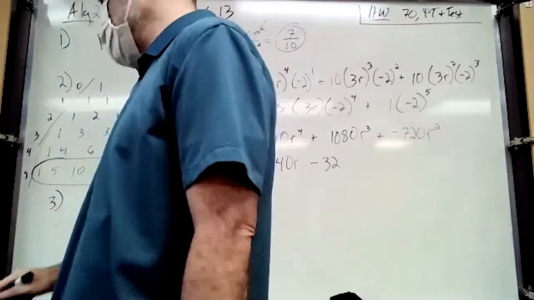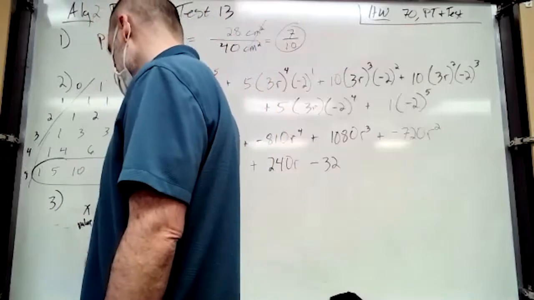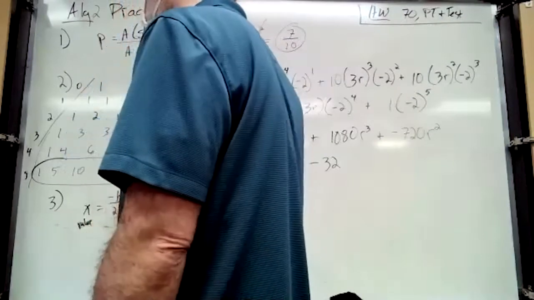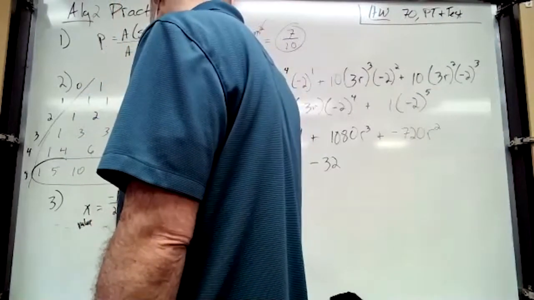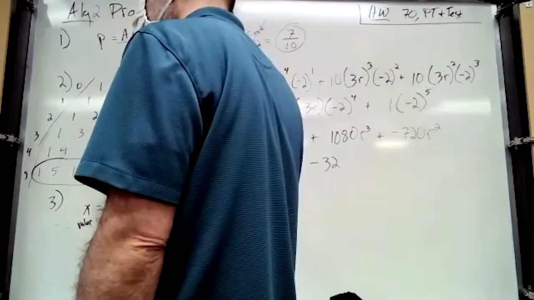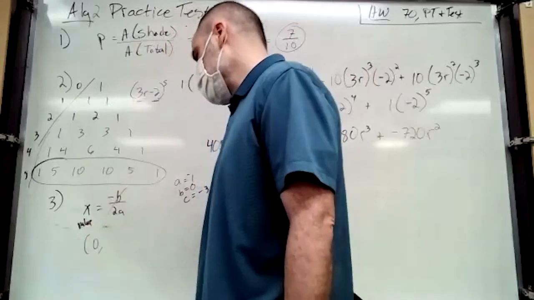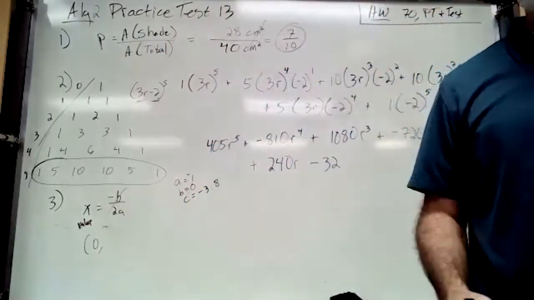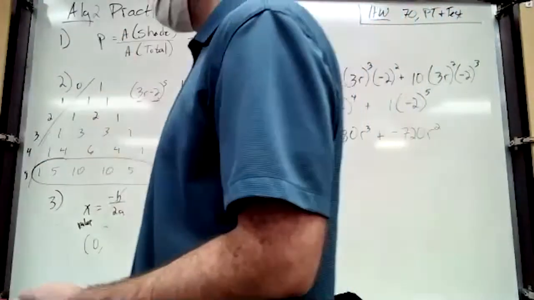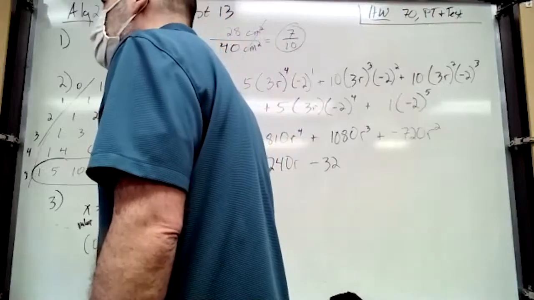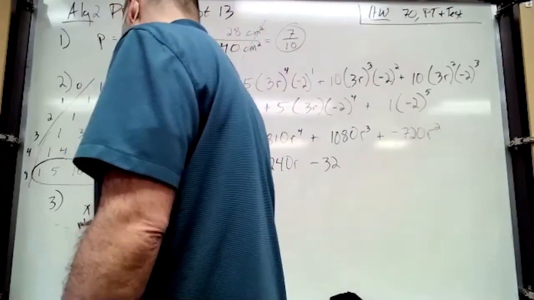So the x value of the vertex is going to be negative b over 2a. Well, in this case, a equals negative 1, b equals 0, and c equals negative 3.8. So this is going to be 0. So your x value is going to be 0. Okay? Then when you plug in 0 for x, you're going to get your y value, which is negative 3.8. So this is your vertex.